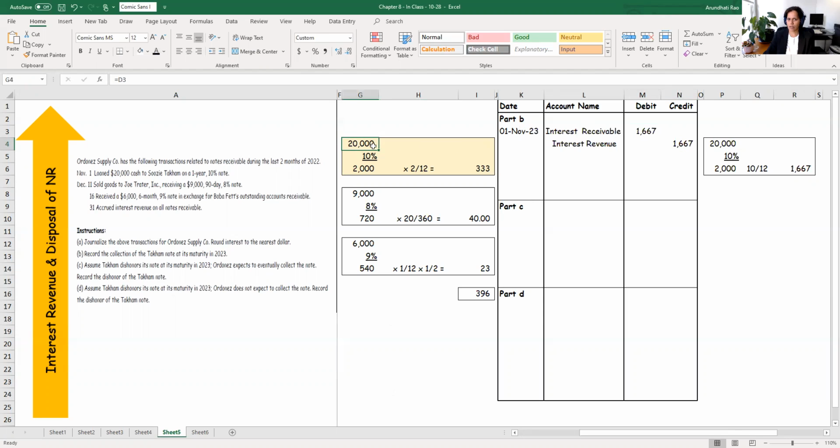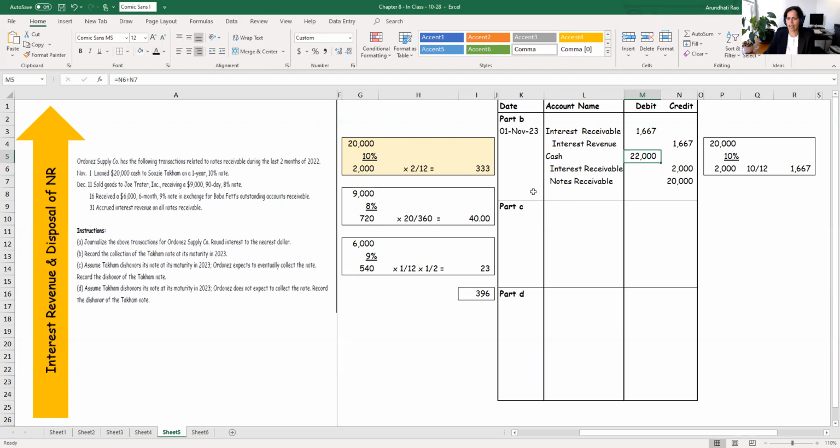Now what's the total amount that is owed to me? The original $20,000 plus the interest. The interest is 333 plus 1667. That's a total of $2,000. I'm getting all of it. The note has been honored, which means they're giving me all the money. So my journal entry is cash debit, interest receivable credit, notes receivable credit. The interest receivable I just told you is $2,000. The note we already know is $20,000. So I'm getting a check for a total of $22,000.